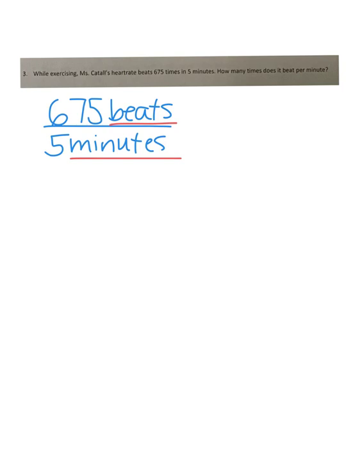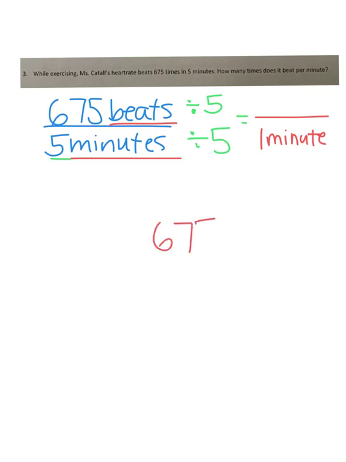After this, you need to find our unit rate, so we should be dividing by our denominator. So our denominator here is 5. So divide by 5 in the numerator, divide by 5 in the denominator. When you do this, 5 divided by 5 gets you 1 minute. And 675 divided by 5. 5 goes into 6 one time.